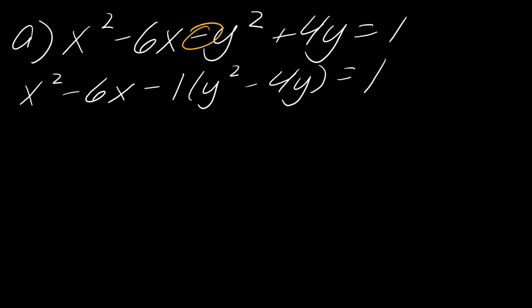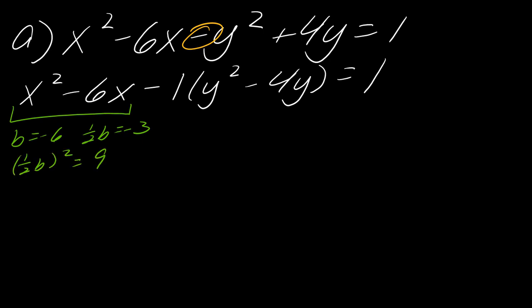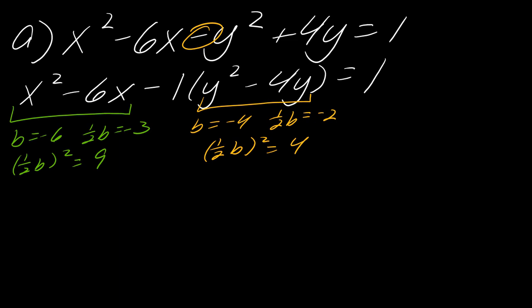Okay, once we get that, now we can start completing the square. So complete the square here. My b is equal to -6. My half b is equal to -3. And my half b squared equals 9. And then here, my b is equal to -4. My half b is equal to -2, and my half b squared equals 4.